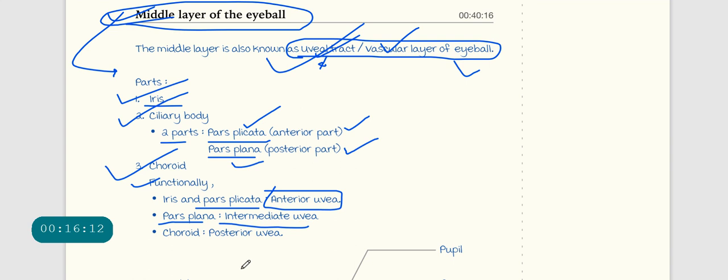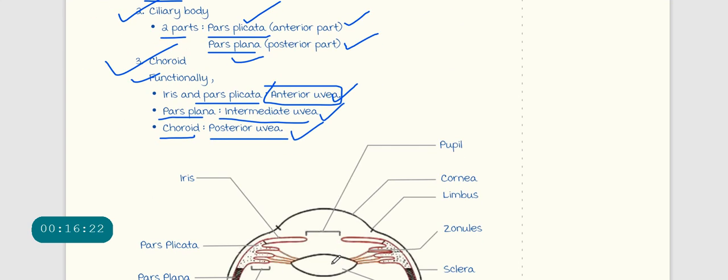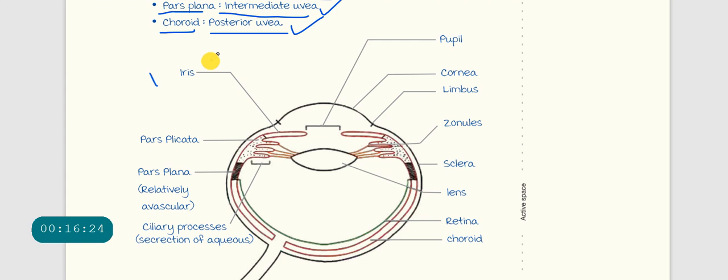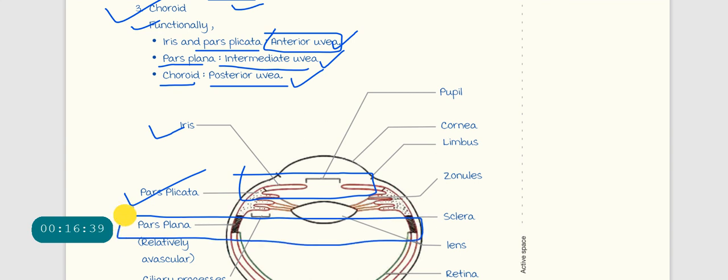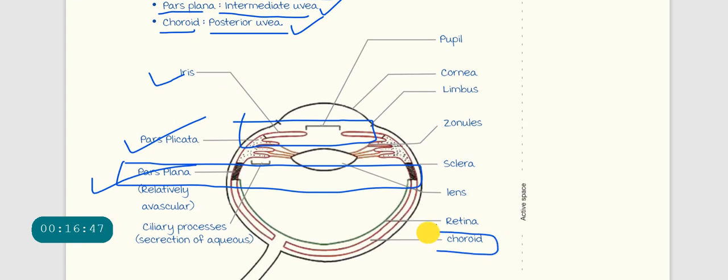Very easy. As you can see in the diagram, the iris and the pars plicata are anteriorly situated. Pars plana is intermediately situated, and at the posterior aspect you can see the choroid. So this is the sequence. Discussing each of them one by one, first comes the iris.